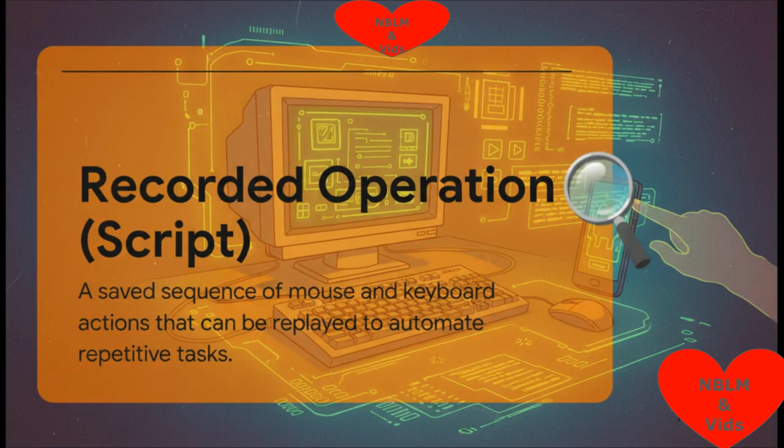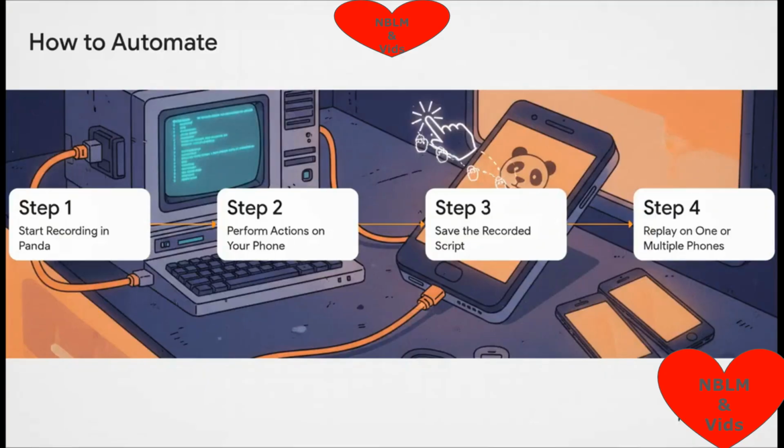You do the actions just one time, save it as a script, and then you can unleash that perfect sequence whenever you want. And the process is so straightforward. In the Panda software, you just hit record. Then, on your phone's mirrored screen, you do the thing you want to automate, like opening an app, clicking the button, typing something. When you're done, you stop recording and save it. Now you can replay that entire sequence perfectly, every single time, even across a bunch of phones at once.